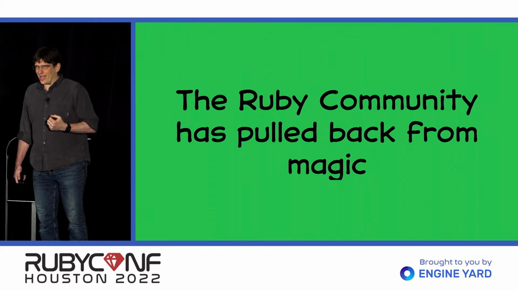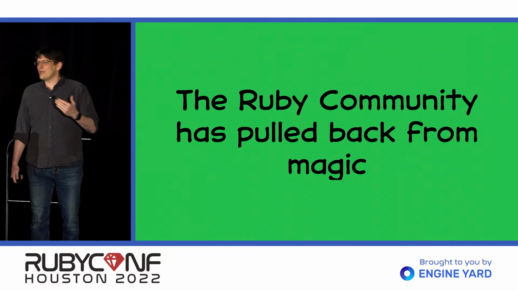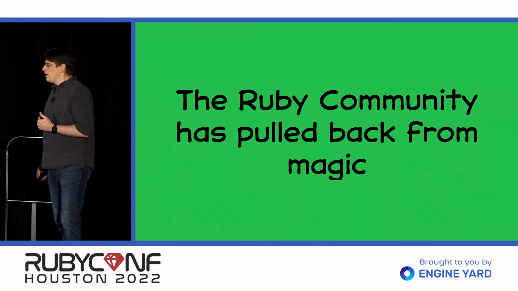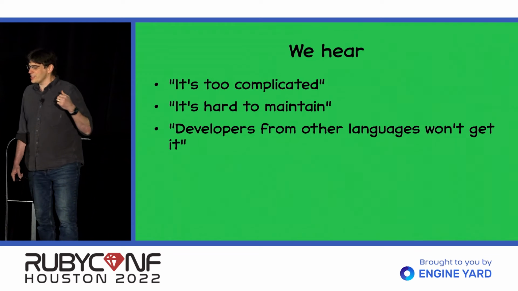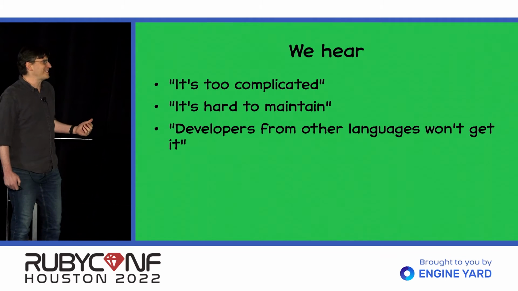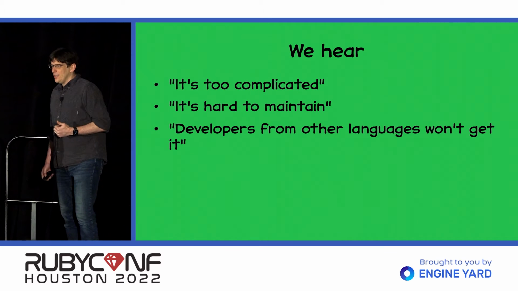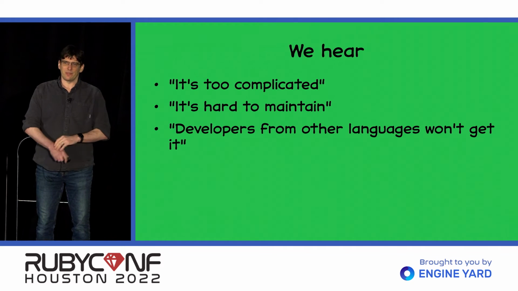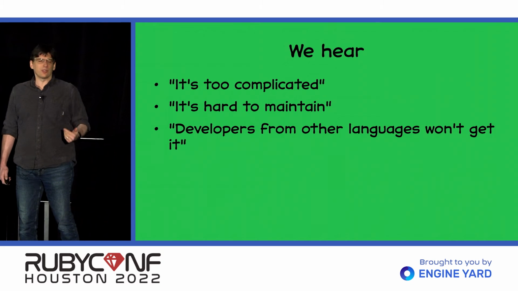And I think that for good reasons and for bad reasons, over the intervening 15 years, the Ruby community has decided that these are in fact technical problems. And we hear from people within the community, and from people outside the Ruby community, we can't do this, it's too complicated. It's too hard to maintain. Developers from other languages won't get it. We won't be able to train people. And all of that is true to a point. It can be complicated, especially when misused. It can be hard to maintain. Certainly true that developers from other languages have a learning curve.